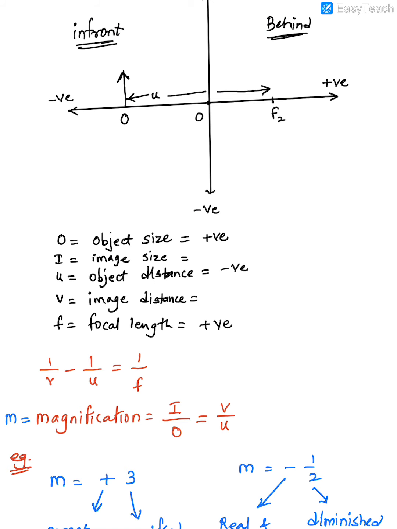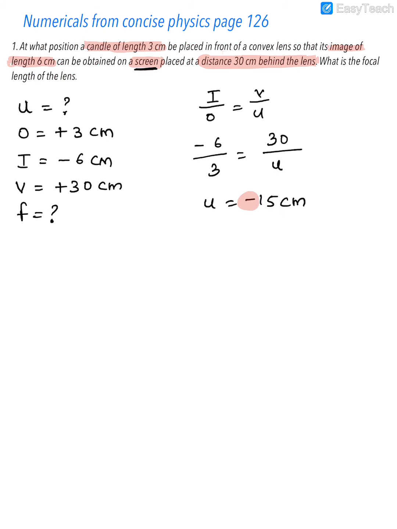So the object is placed in the front. That's why the answer is coming minus. Remember, you have to come negative. If it's not negative, you are losing your marks. So U is negative. It means that the object is placed 15 centimeter in front of the lens.